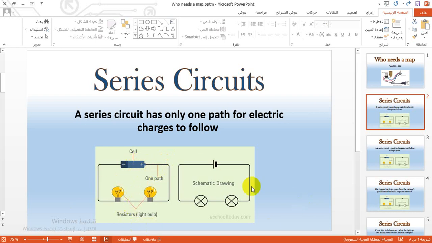And this is an example of a series circuit. The series circuit has only one path for the electric charge to flow or to follow, from the positive terminal to the negative terminal, from here to here.